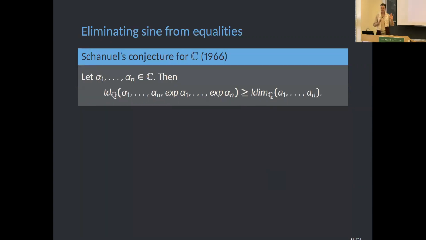Okay, so now we can actually do something with this. And so for that, I'll introduce Shanel's conjecture if you aren't familiar. So this is open, and the way I've stated it is just for C, but you can see it.